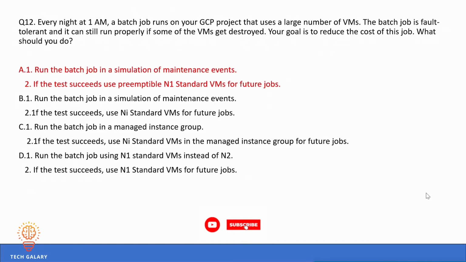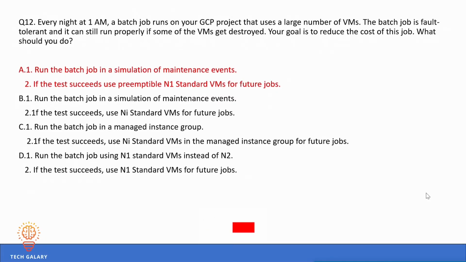This option is incorrect because in the question they have mentioned that your goal is to reduce the cost of this job. But making use of N1 standard VMs does not save cost as much as preemptible VMs. So option B is incorrect. Now let's check option C. Run the batch job in a managed instance group. If the test succeeds, use N1 standard VMs in the managed instance group for future jobs.